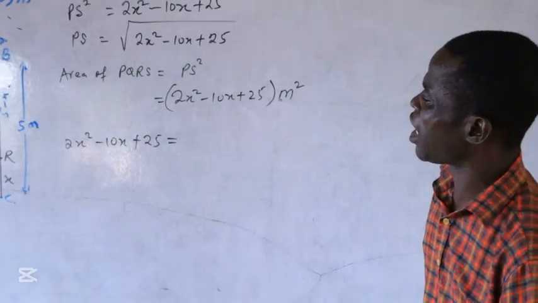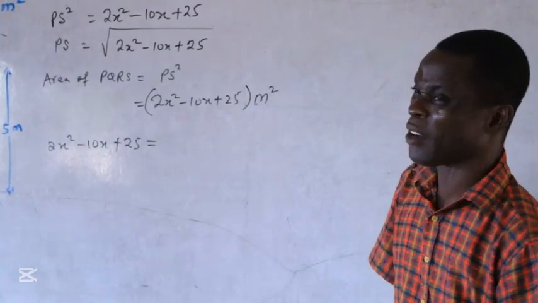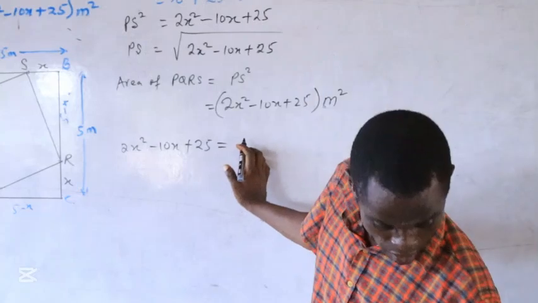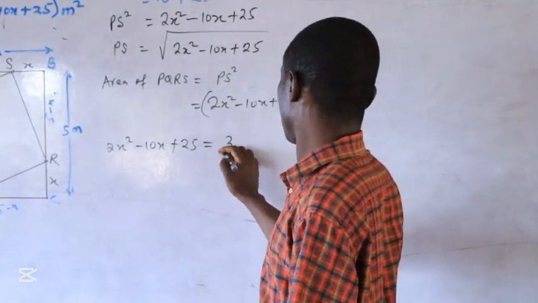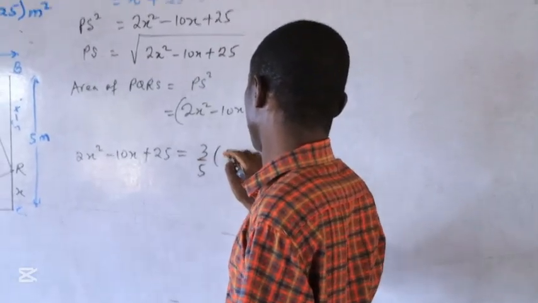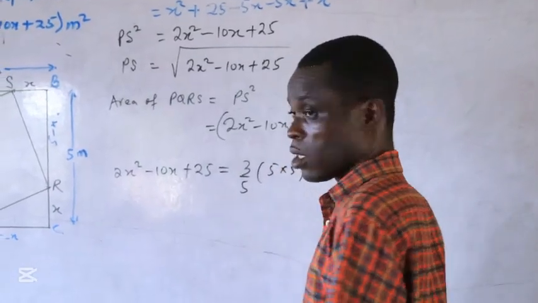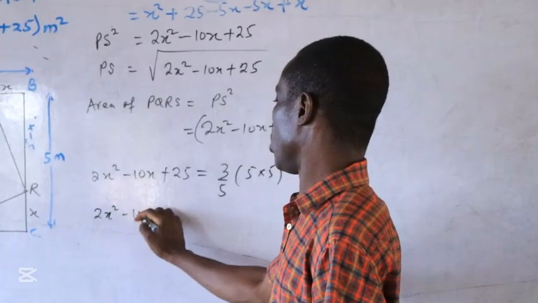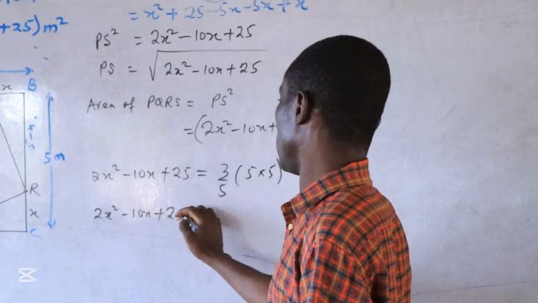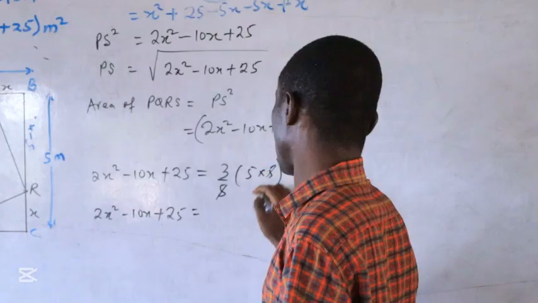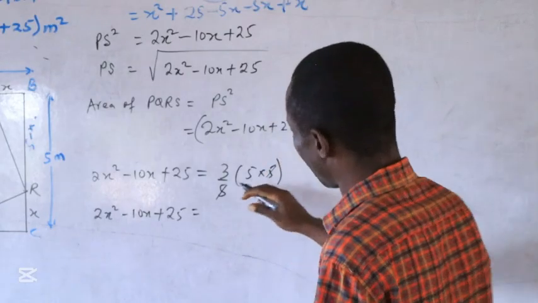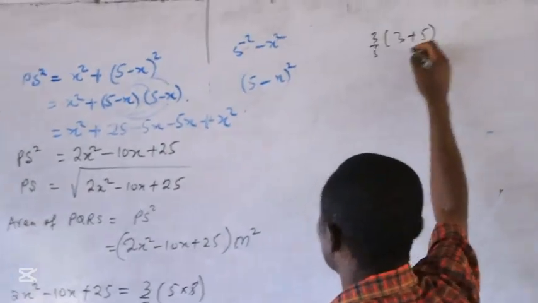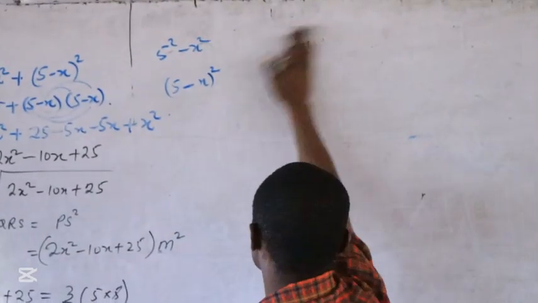ABCD, what is the area of that ABCD? ABCD is 5 times 5, and that is 25. So area of that, 3 over what? 3/5 into area of ABCD is 5 times 5. Are you there? Now we have 2s squared minus 10s plus 25 is equal to, we have 5 cancel 5. It is only when you have something like this that you can cancel. If you have 3/5 into 3 plus 5, you cannot cancel it, because that one is addition.